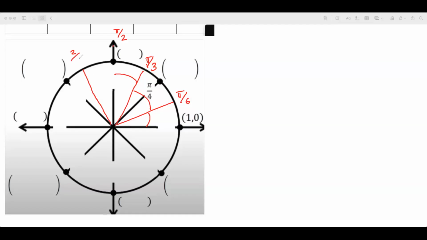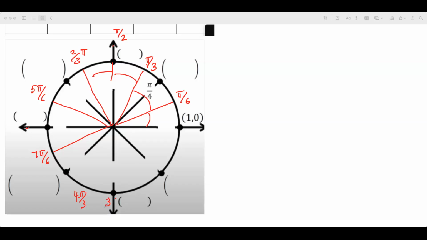Then you have 4 pi by 6, then 5 pi by 6. Then you have 6 pi by 6, which is pi. Then 7 pi by 6, then 8 pi by 6. We don't put 8 pi by 6. All angles that are near the y-axis will be pi by 3 angles. Now 7, 8, 9 pi by 6. We don't write it as 9 pi by 6, right?